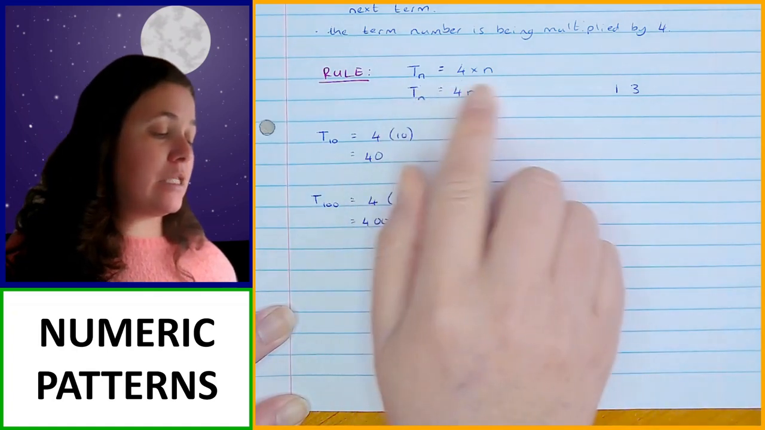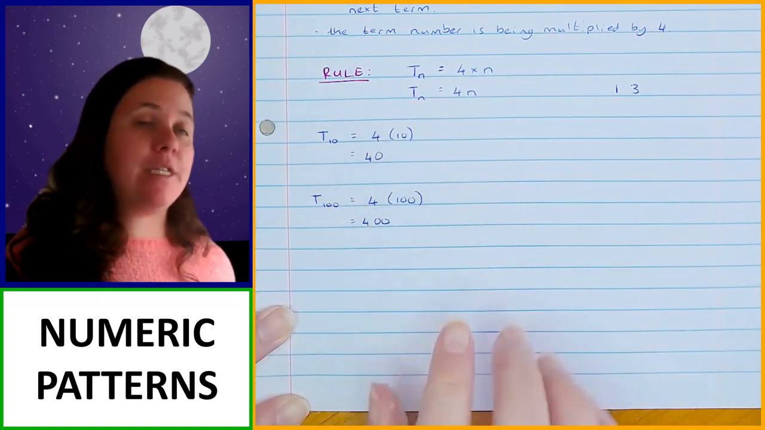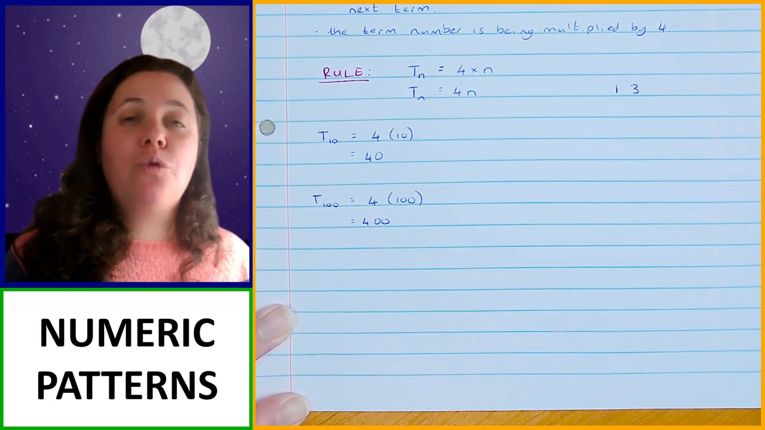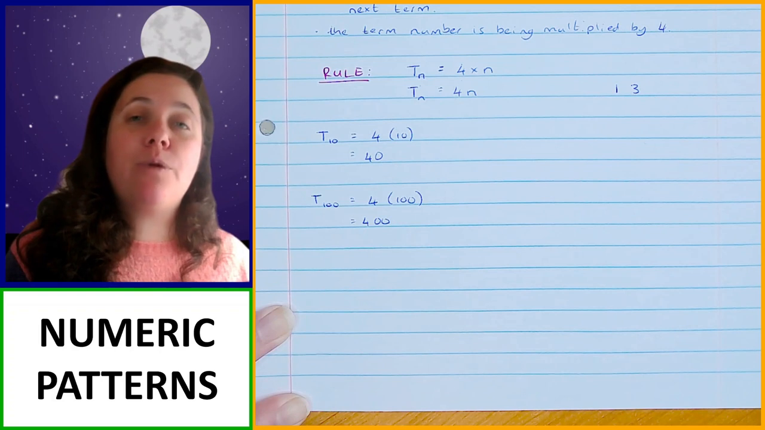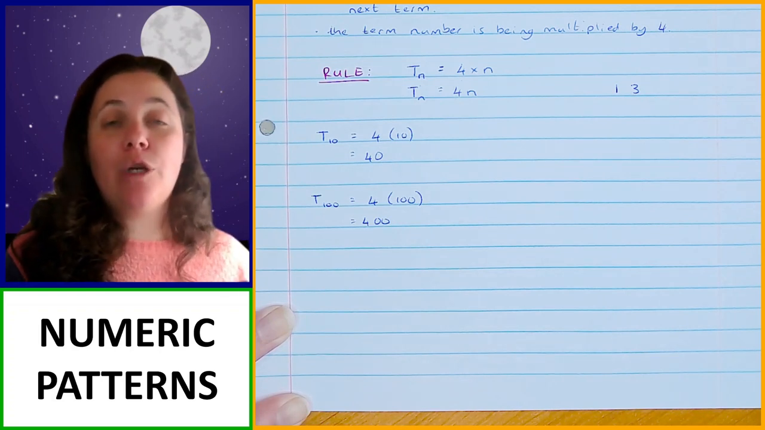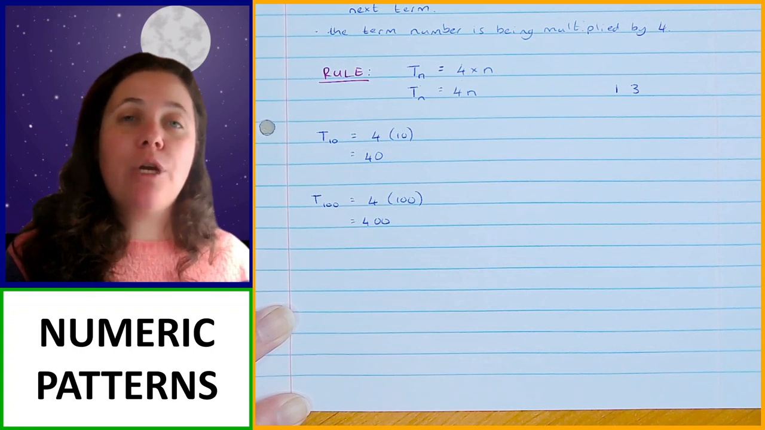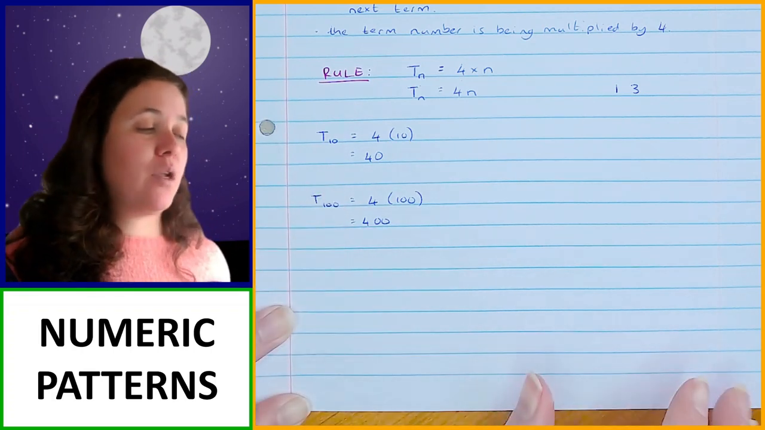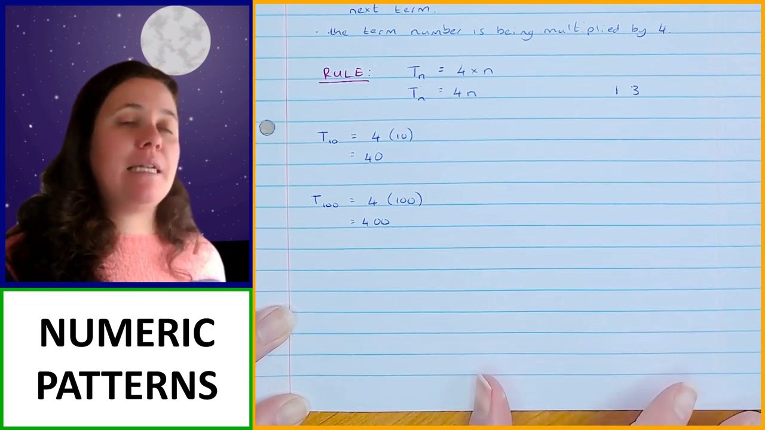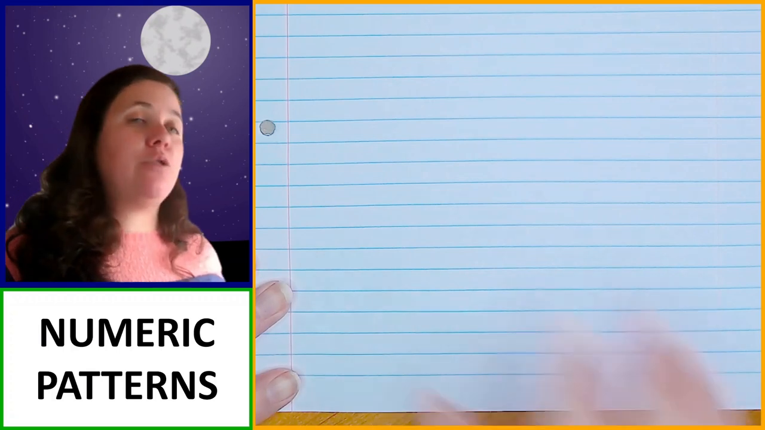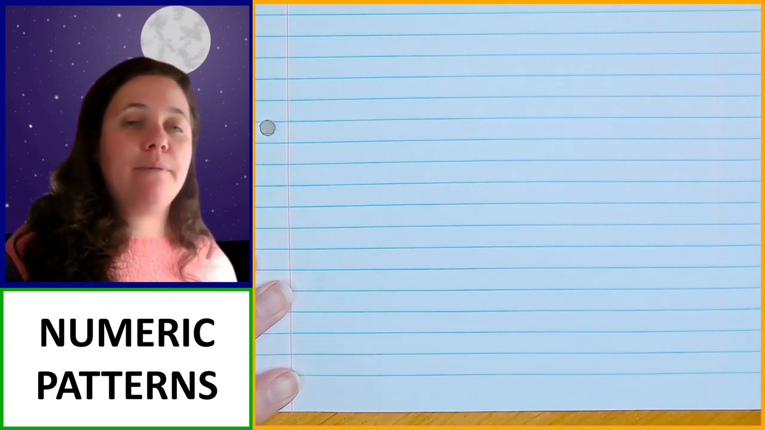So that is the rule that we can work out for this particular pattern. Now the rule is very useful because it can allow us to work out a particular term in a pattern, and it can also help us to work out where a particular term is in a pattern as well. If we know what the value of a term is, we can use it to work out where it is in the pattern by using the rule as well. Okay, so now let's have a look at an example where we're going to work all of this out from the beginning.